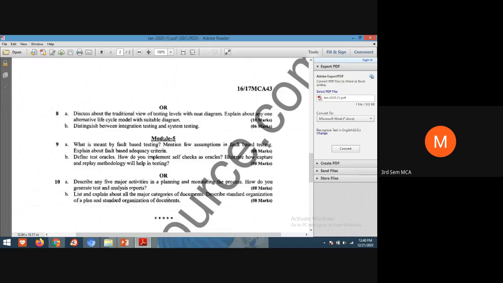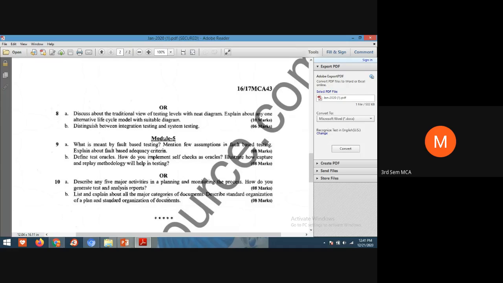The fifth module, the ninth question is: what is meant by fault-based testing? Mention a few assumptions in fault-based testing. Explain fault-based adequacy criteria. So this you have to explain. And define test oracles. How do you implement self-check as oracle? Illustrate how the capture and replay methodology will help in testing.